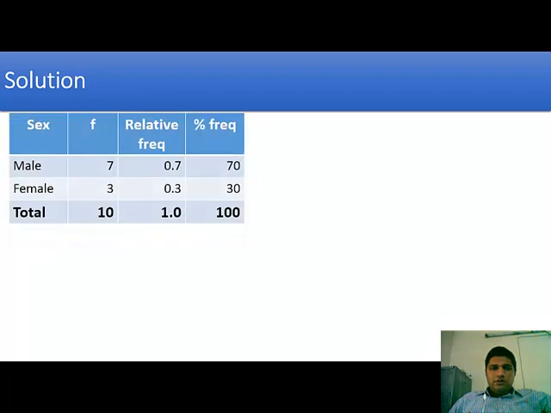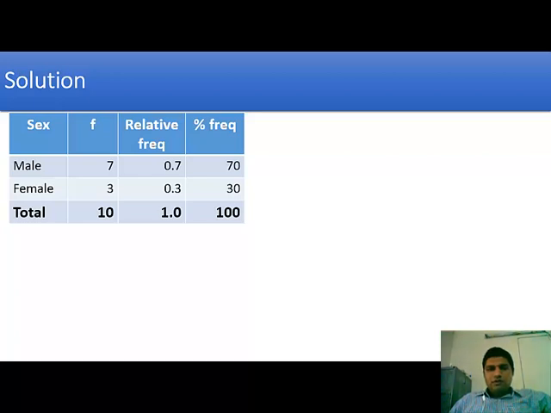This is the frequency distribution of the data. You need to put the possible categories in the first column, and then you have to count how many are the males and how many are females. You can use a simple counting method, or you can also apply a tally bar.